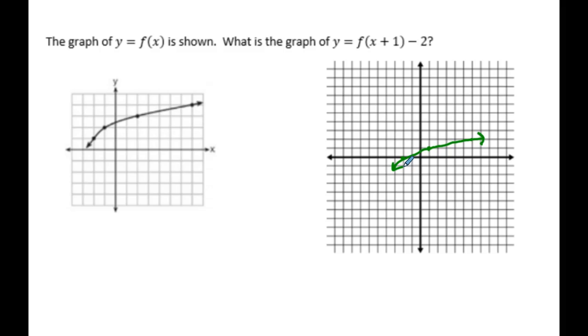So just understanding the notation, this represents a horizontal translation 1 unit to the left, and this represents a vertical translation 2 units down. We can use that idea to now graph the new image after that transformation.